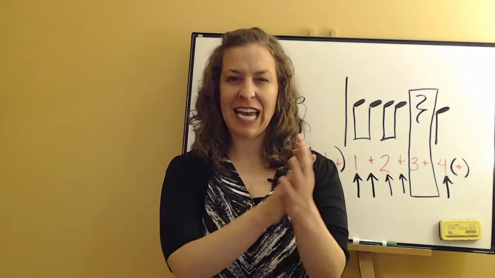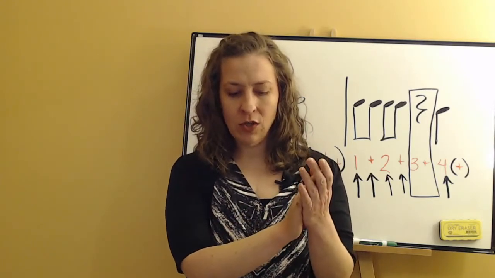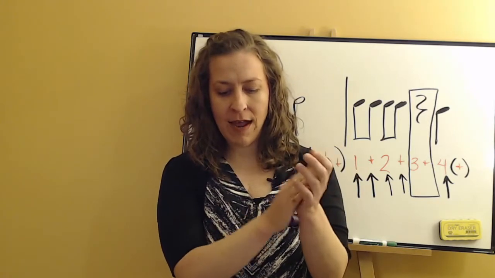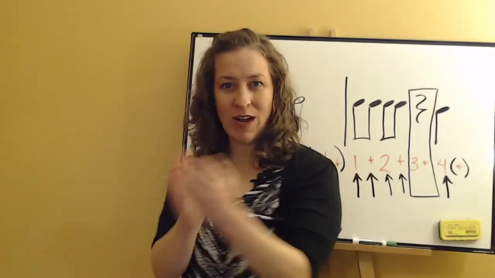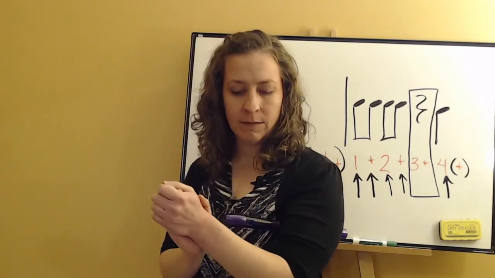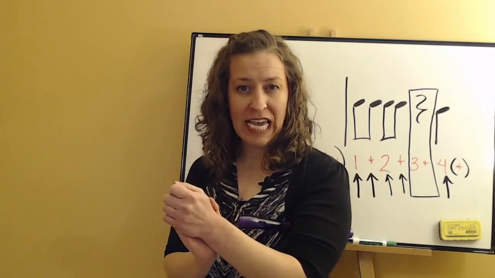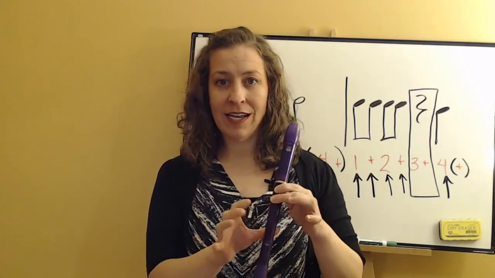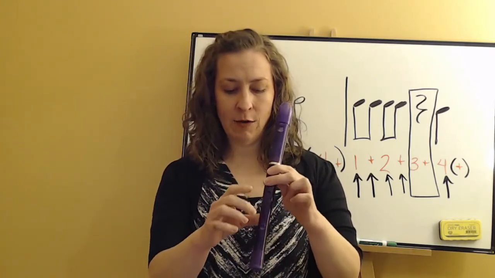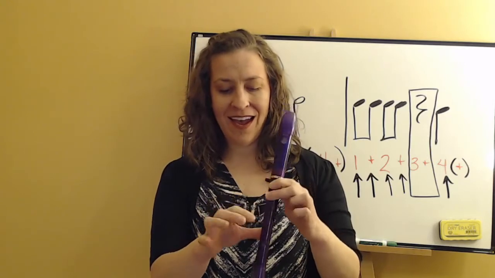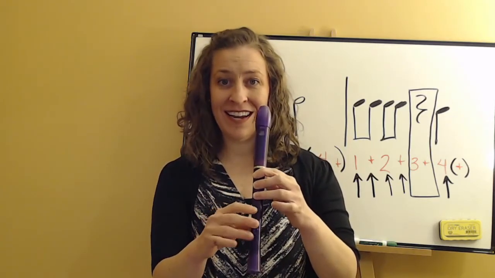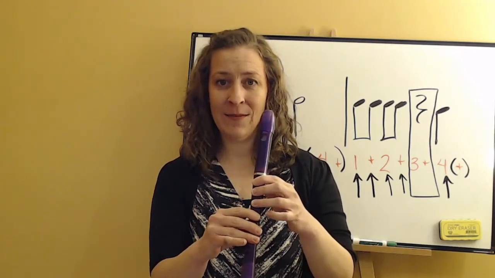blowing? Let's count it and clap it. 1, 2, ready, here we go. 1 and 2 and 3 and 4 and 1 and 2 and 3 and 4 and. All right, friends, let's sing it and finger it. First two measures. 1, 2, ready, here we go. A, A, A, A, B, A, G, D.